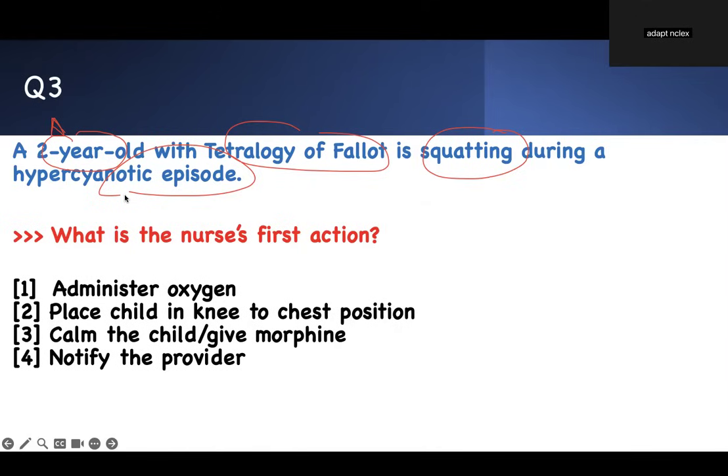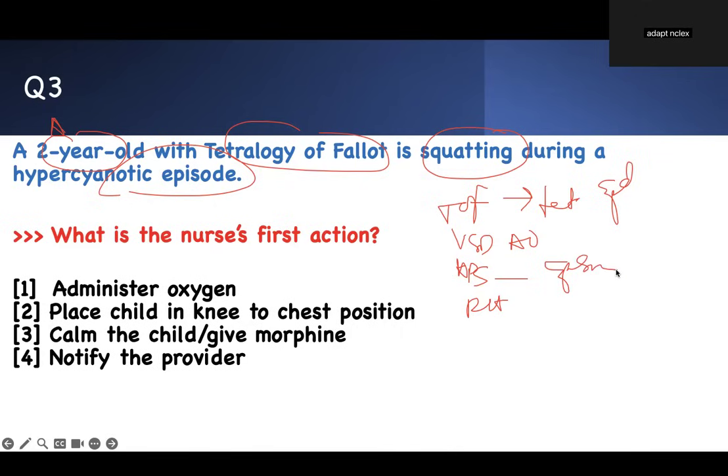Now let's get to it. Let's break it down logically, right? The tetralogy of Fallot. We already know there are 4 things that happen. The kid is going to have a tet spell. That's what is happening. And what is a tet spell? There is pulmonary spasm, the pulmonary stenosis. There are 4 components of tetralogy of Fallot. We have VSD, right heart hypertrophy, and an overriding aorta. The problem with the tet spell or hypercyanotic episode is due to what? Pulmonary stenosis.